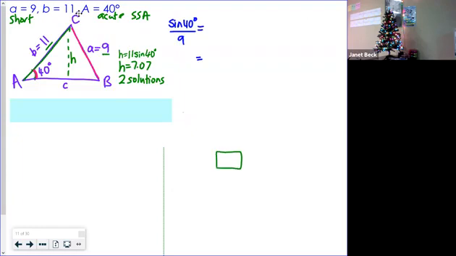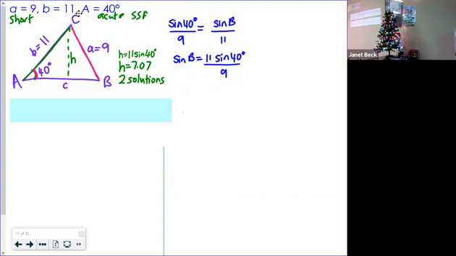Move some of this stuff out of the way. And we're going to set it equal to, we can't work out the c's, we're going to do the b's next. So we've got the sine of b divided by its opposite side, which is 11. Cross multiply. So multiply this 11 onto the other side up there. That gives you sine of b equals 11 sine of 40.